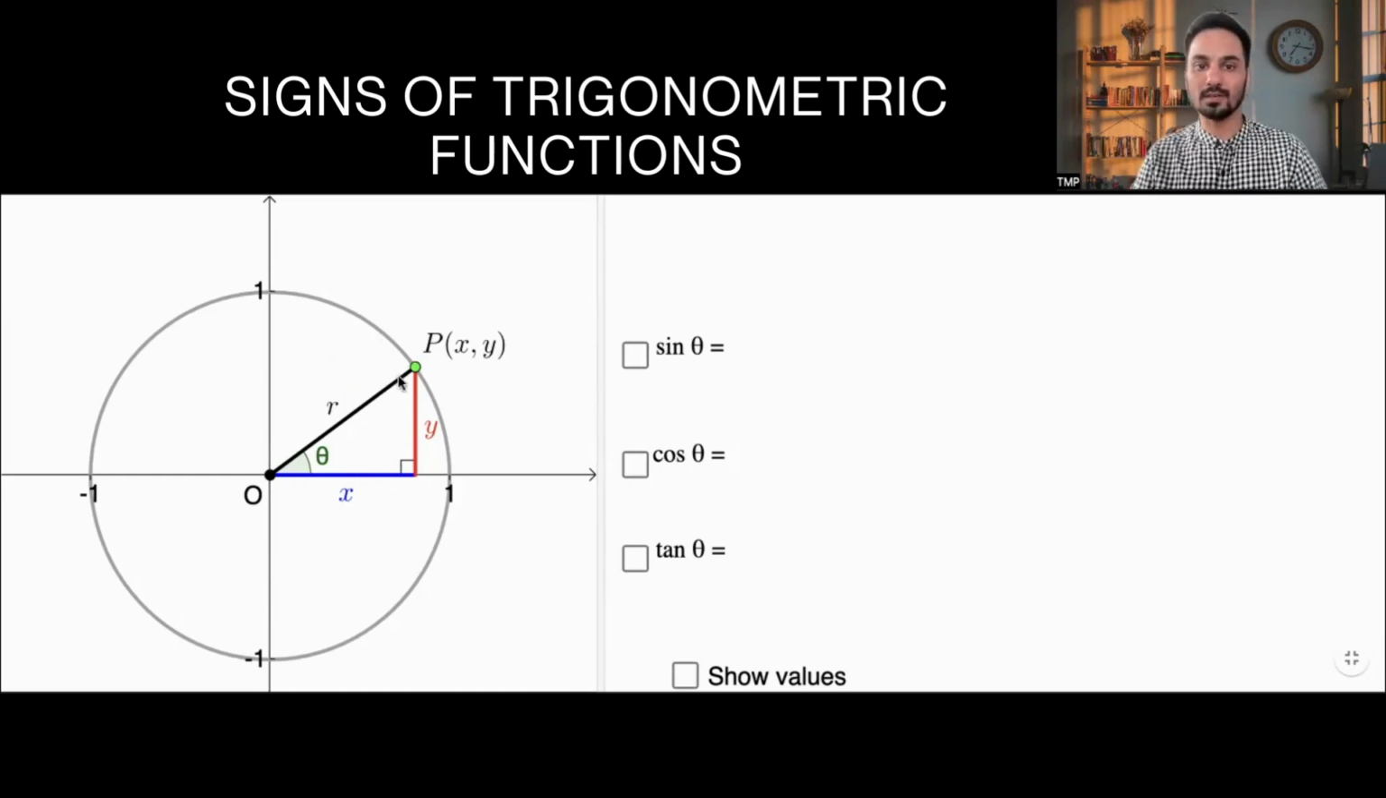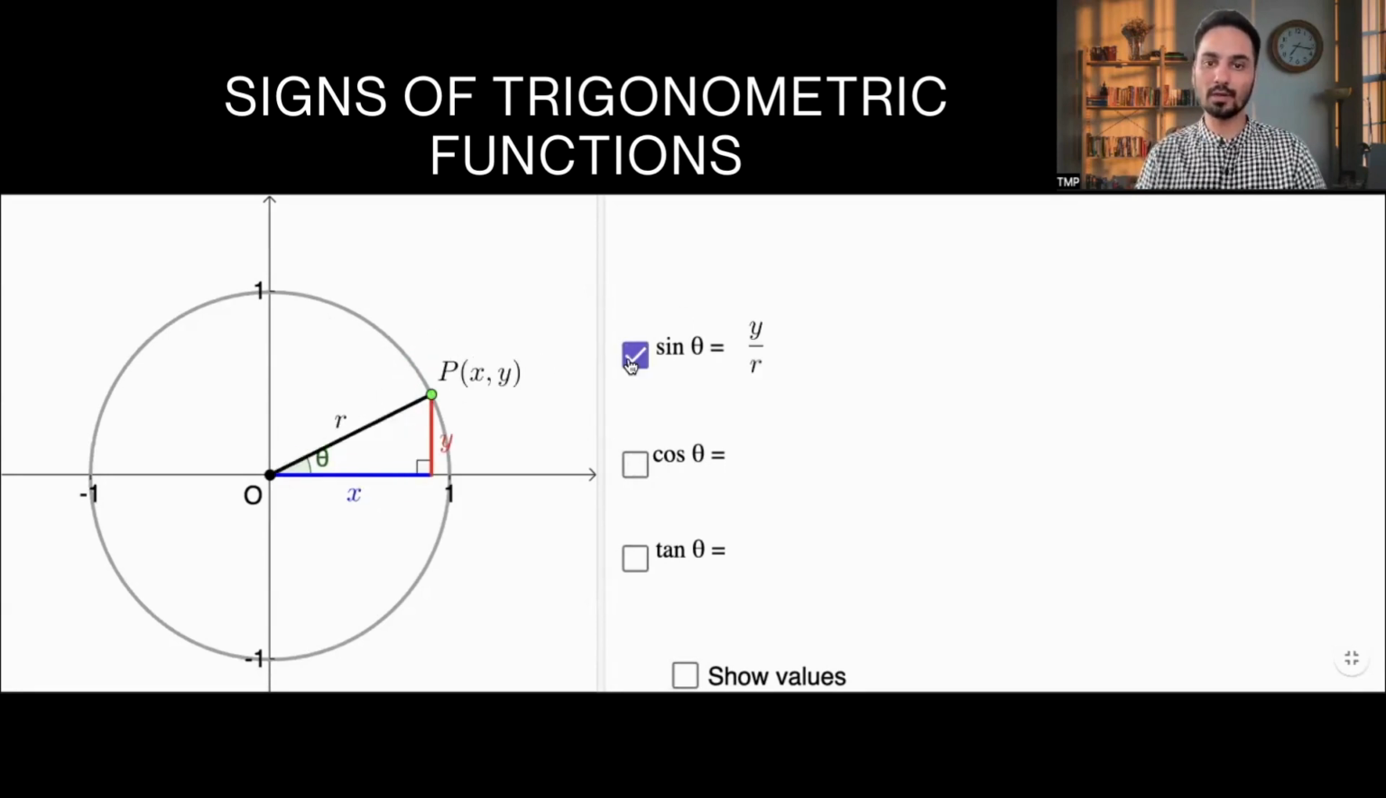So let's get started and explore the different possibilities and signs of all the trigonometric functions in different quadrants. In this triangle, sine theta will be defined as y over r, cos theta will be defined as x over r, and tan theta is defined as y over x.